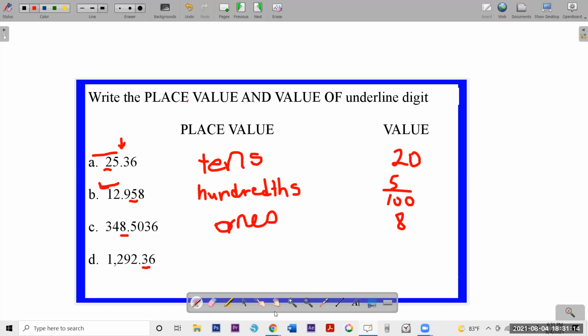Very good, everyone. That's correct. The answer is tenths because it's right after the decimal point. So your answer is tenths. And so what would be my value? What would be my value? Okay, 1 person shared. Anybody else? Excellent work, guys. Excellent work.